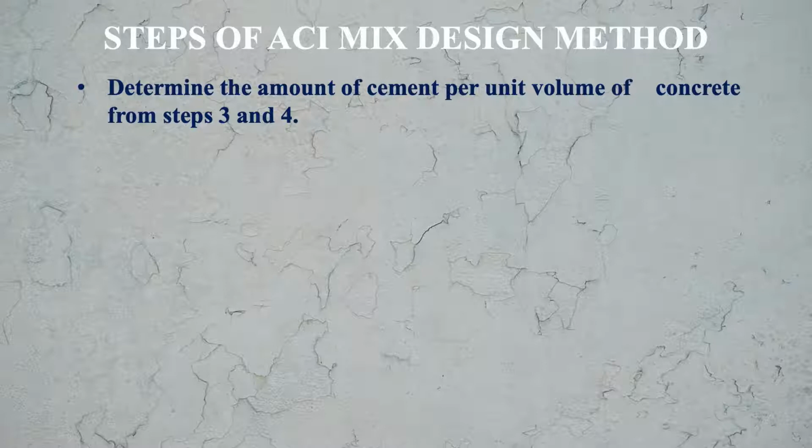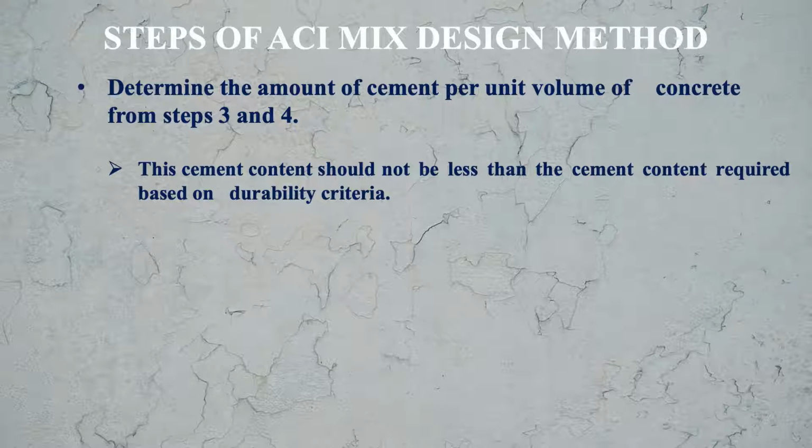So either you can use any of these, strength consideration or the durability consideration, and accordingly you will decide the minimum water cement ratio. The next step is to determine the amount of cement per unit volume of concrete from step 3 and step 4. This cement content should not be less than the cement content required based on durability criteria. So this has to be kept in mind.